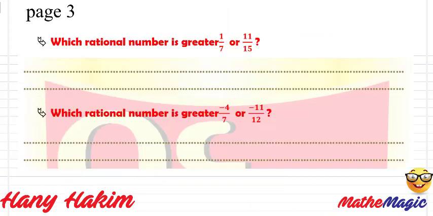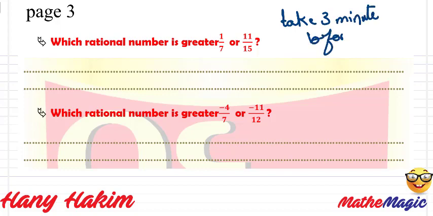Let's move to page 3 in your booklet, the algebra part. It asks you which rational number is greater. Which one is the bigger? Here I'll tell you to take 3 minutes before watching the answer. We can solve for a few seconds and then watch the answer on the board.